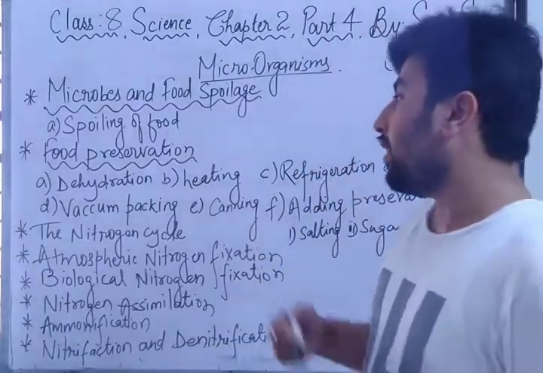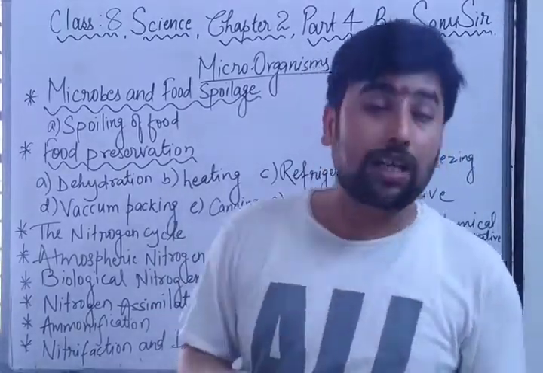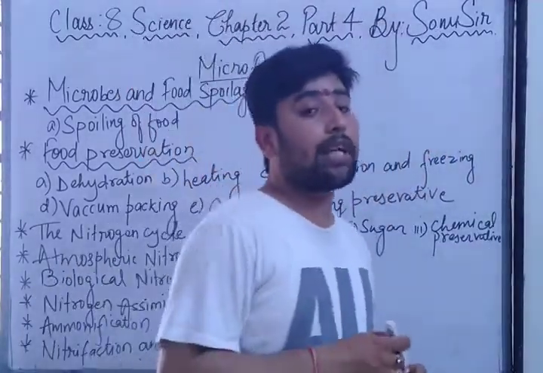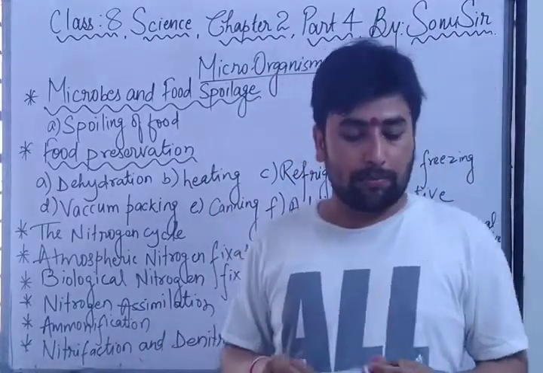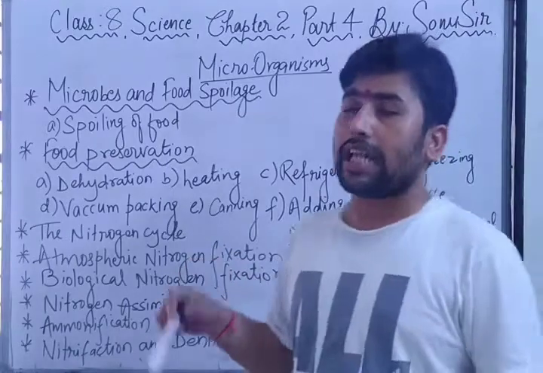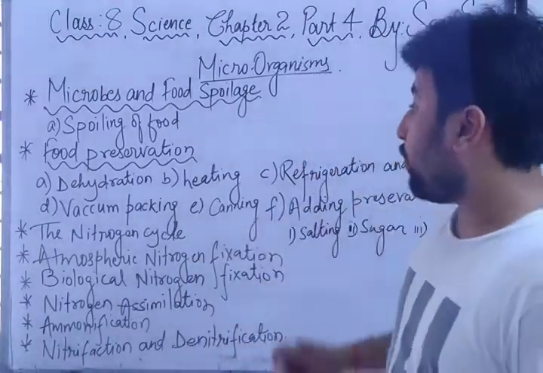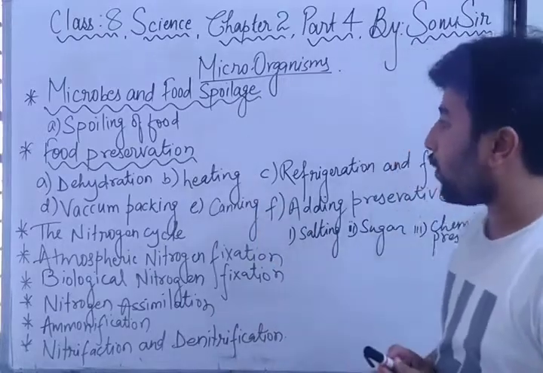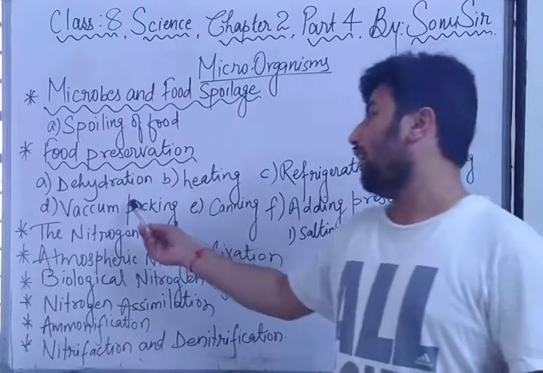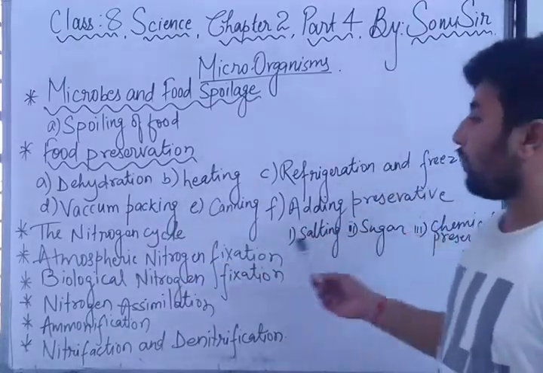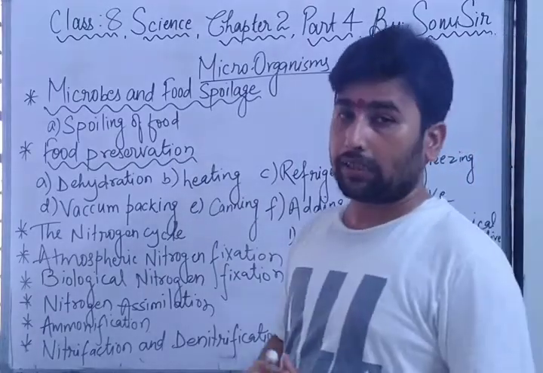Nowadays you are seeing that all the things are coming artificial. So for the artificial we require some chemical preservatives. If we add chemical preservatives like sodium benzoate or sodium metabisulfite to jam or pickles, they can stay for a long time. I hope all of you have understood microbes and food spoilage, and food preservation like dehydration, heating, refrigeration and freezing, vacuum packing, canning, or adding preservatives like sugar, salt and chemical preservatives.